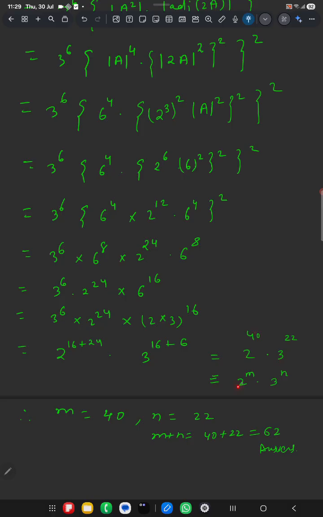It is compared with 2 power m and 3 power n. So m is 40, n is 22. Therefore m plus n is 62. Okay. Thank you.